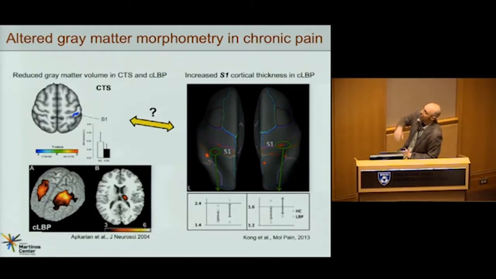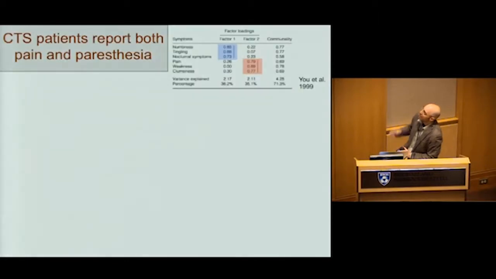And there are other reports, too, showing that this occurs in primary somatosensory cortex. There's actually an increase in cortical density. And so the question is, what's going on here? Why are we finding this decrease in S1, whereas other studies are finding an increase in S1 in chronic pain patients? We were scratching our heads about this, and what we did is we actually looked at subgrouping our CTS patients.